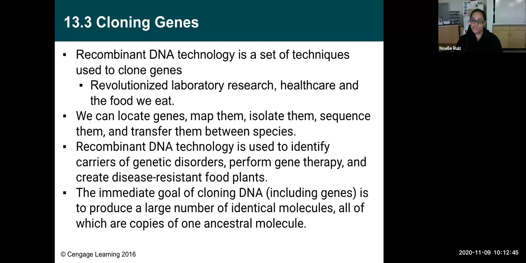The immediate goal of cloning DNA, including genes, is to produce a large number of identical molecules, all of which are copies of one ancestral molecule. So we've talked a lot about chromosomes and genes in chromosomes having some sort of mutation leading to some sort of disease. Well, scientists' goal is to just go into that one chromosome and fix it or replace it. And this technology is helping them do that.